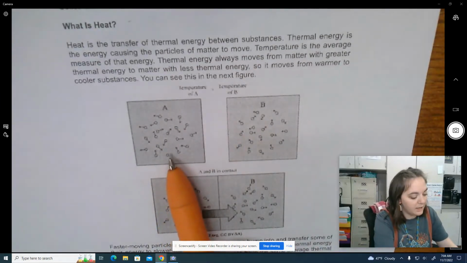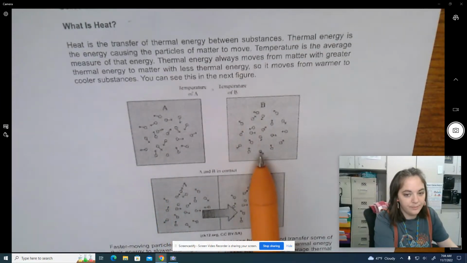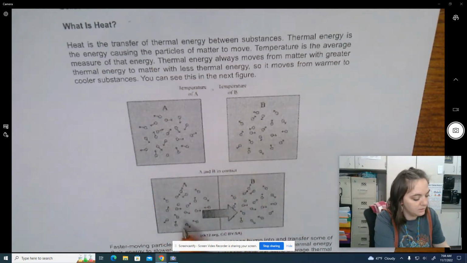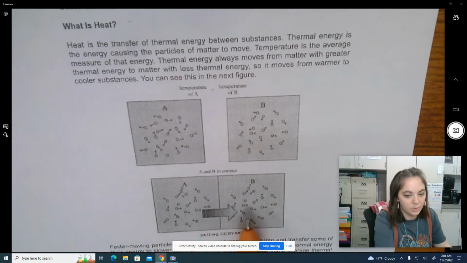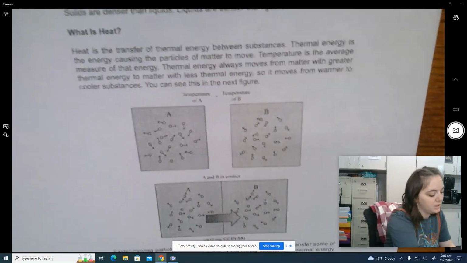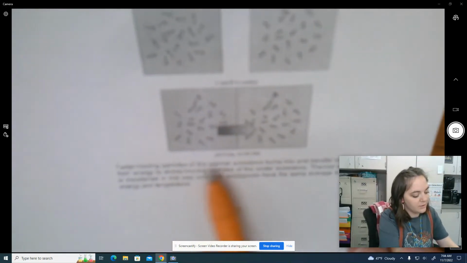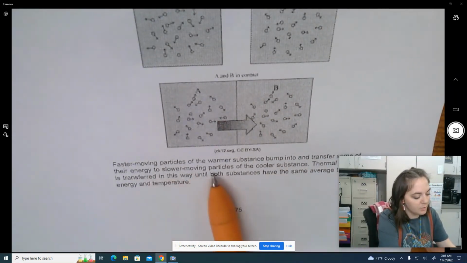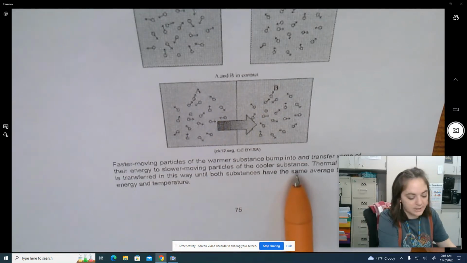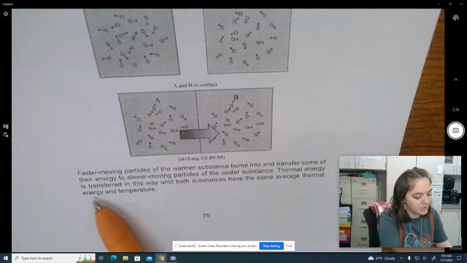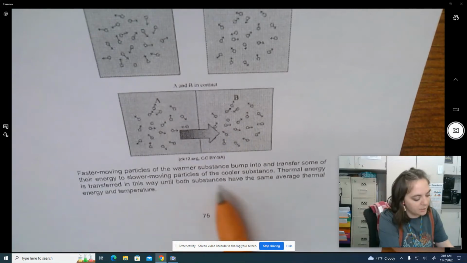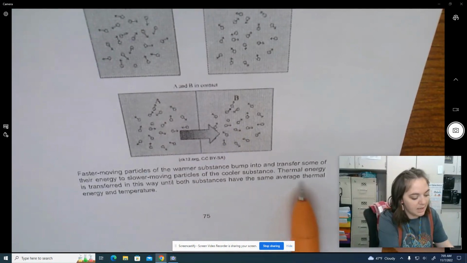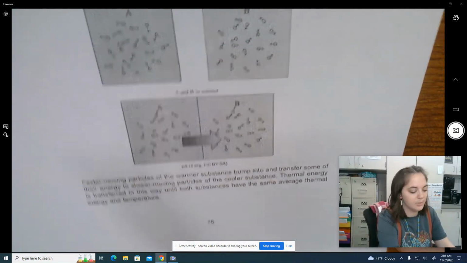Here we have A and B, and they are at different temperatures. A is warmer than B. Faster moving particles of the warmer substance bump into and transfer some of that energy to slower moving particles of the cooler substance. Thermal energy is transferred in this way until both substances have the same average thermal energy and temperature.